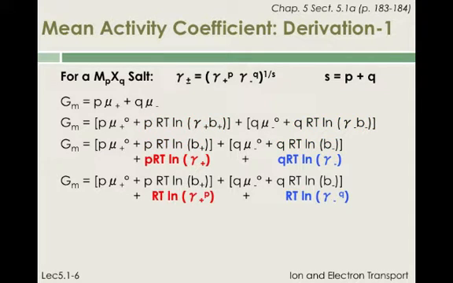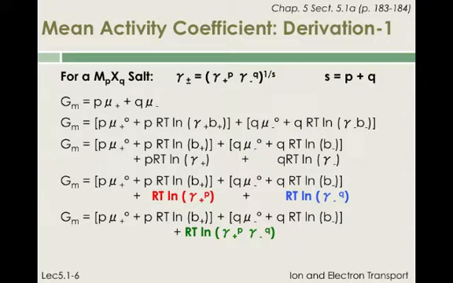For the next step of this derivation, we use the relationship a times natural log of x is equal to natural log of x to the power a. This allows us to rewrite PRT log of gamma plus as RT log of gamma plus raised to the power p. The same operation is then carried out with the term QRT log of gamma minus.